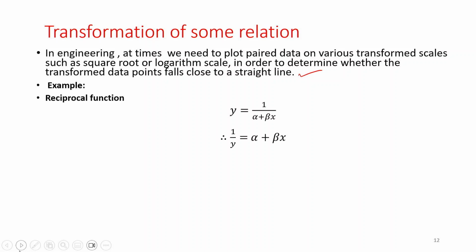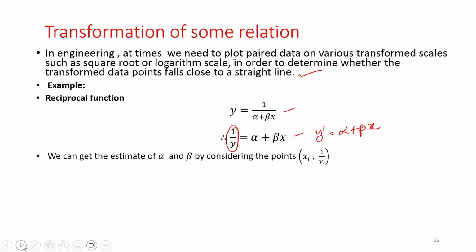Example, there could be a reciprocal function like this, y equal to 1 by alpha plus beta x. We can easily transform it into a linear function by writing 1 upon y equal to alpha plus beta x. So 1 upon y becomes my new y. So it becomes y dash equal to alpha plus beta x. It becomes a linear relation, and then we can get an estimate of alpha and beta by considering the points xi and 1 upon yi. That is, if we write y dash, that is what is 1 upon y.